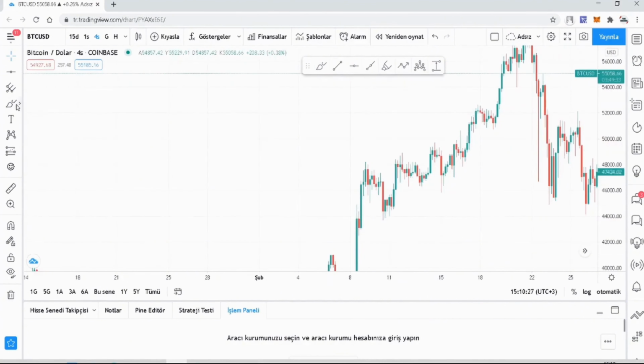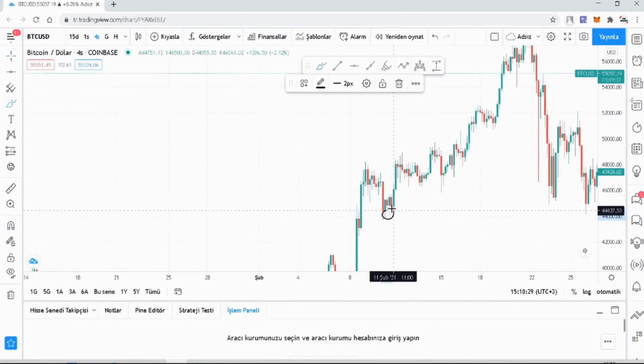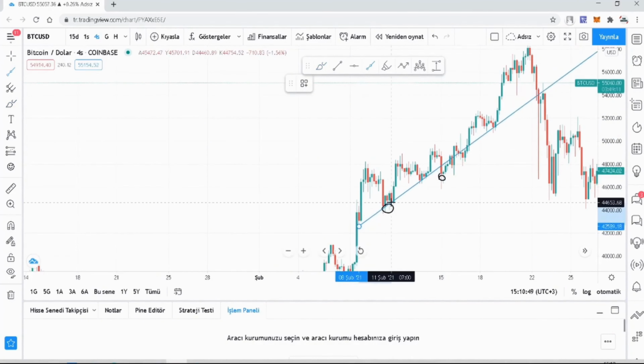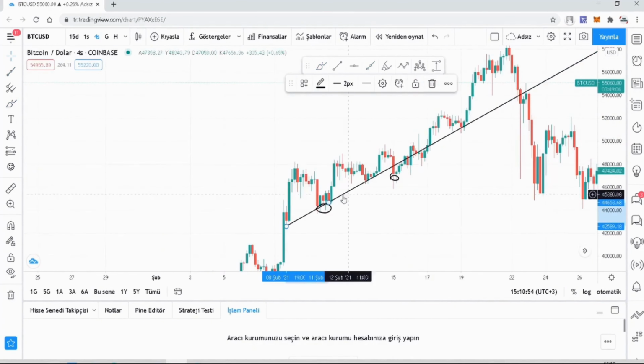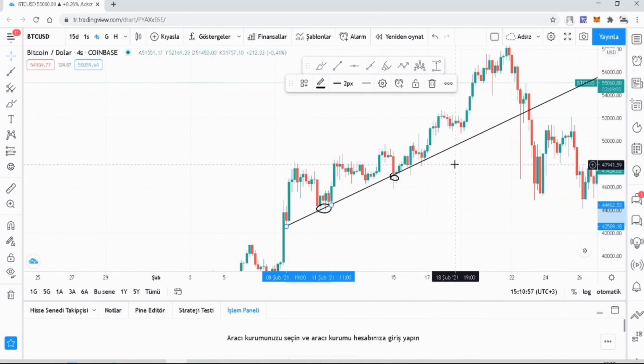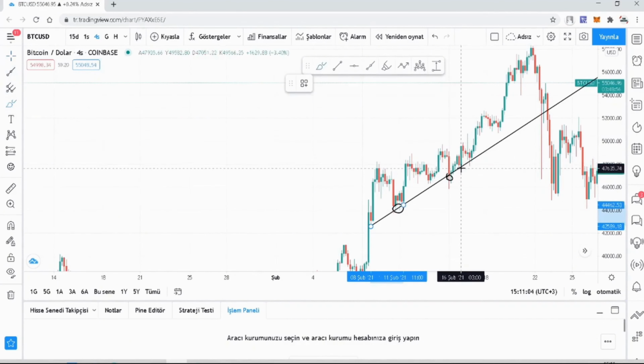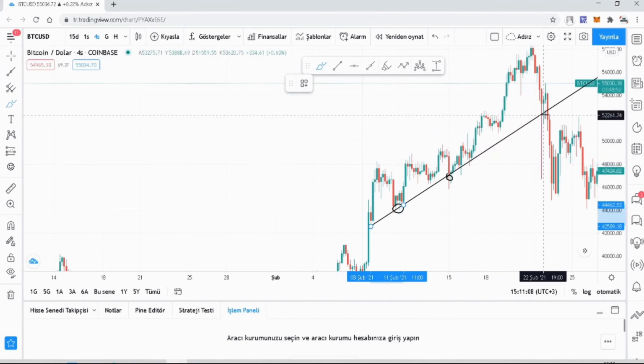If these dips are above each other, for example, this is the 44,000 dip and this is the 46,000 dip, rising dips indicate that there is an upward trend. Here we see the point of the uptrend using the line. As you can see, this is how the uptrend has revealed itself to us. Here is a horizontal trend. Above this line, as you can see, this is a trend.